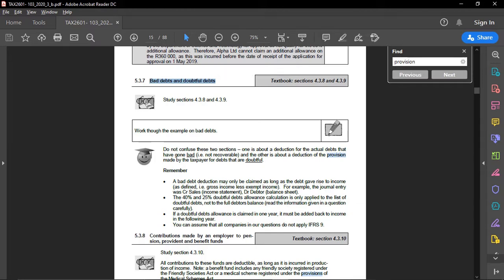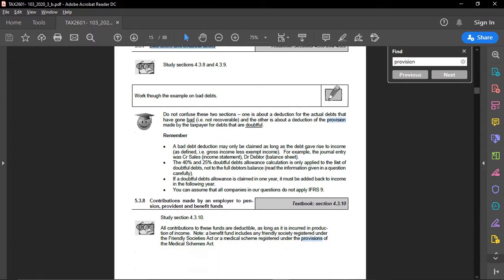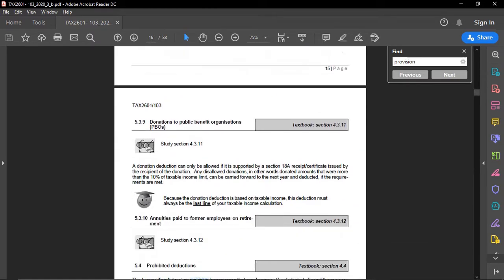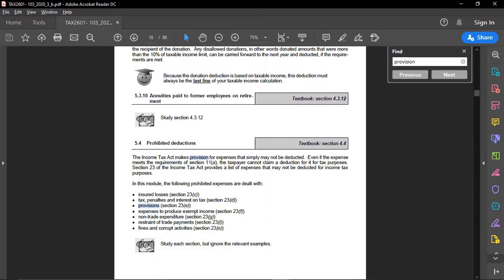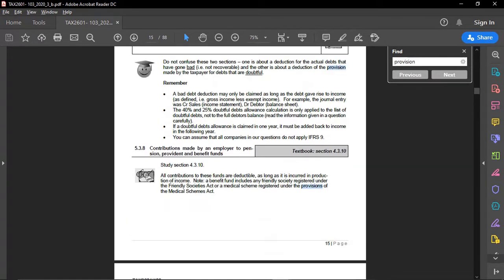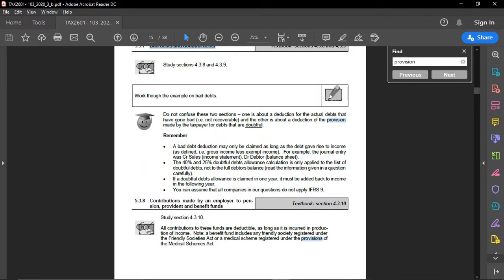Provisions. Here are the notes. The 40% and the 25% doubtful debts allowance calculation is only applied to the list of doubtful debts, not to the full debtors' balance. So you're only going to be providing for the actual provision based on the provision amount, not the total. That would make sense because the total would fall outside the scope. Yeah, that was it here. No other examples. It's a pity they didn't give you an example here just to show it.